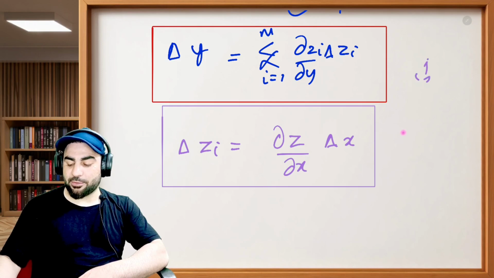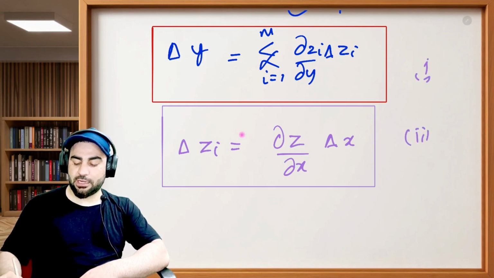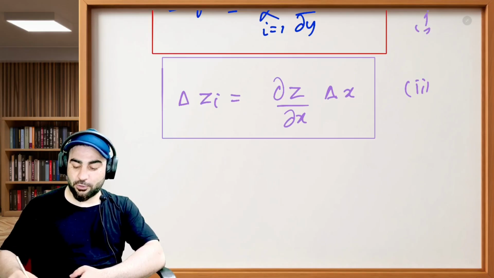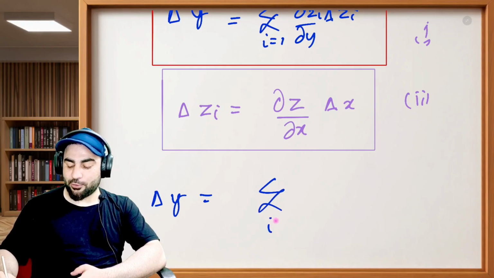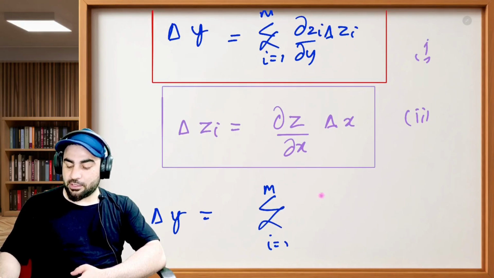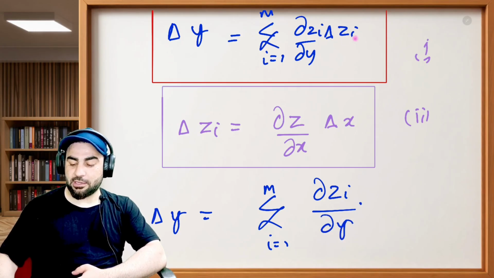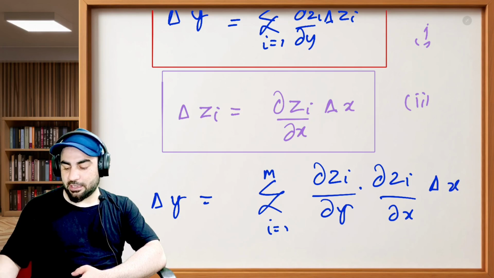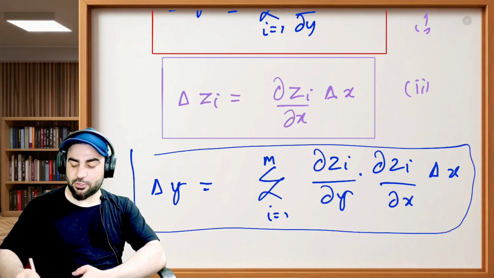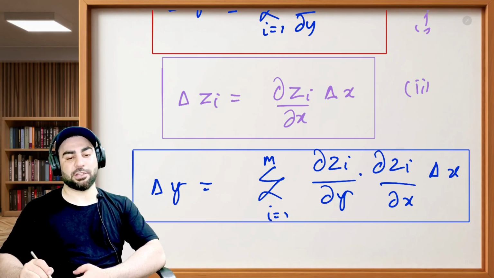And now we can again substitute the values. Substitute this value of delta zi into this. So what will you get? You will get the total change, rather than loss. This will be equal to the summation of i going from 1 to m of dou zi by dou y, multiplied by delta zi, which is dou zi by dou x times delta x. If you have understood this, this is what happens in backpropagation. Is it clear so far?